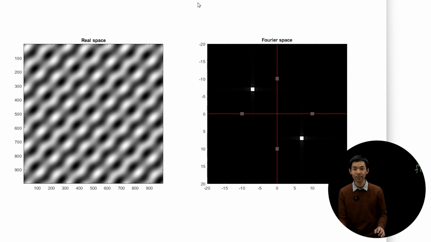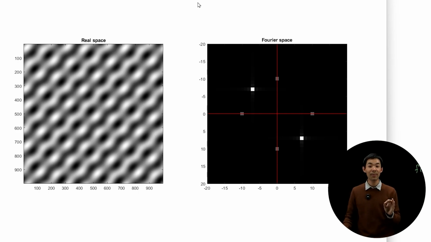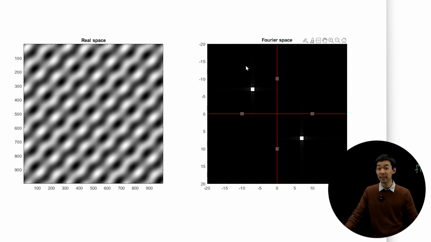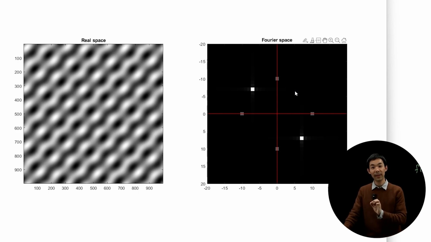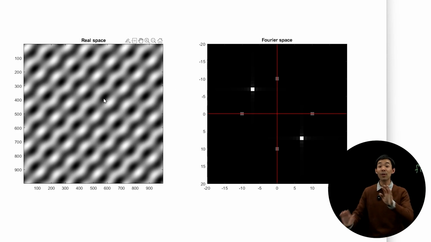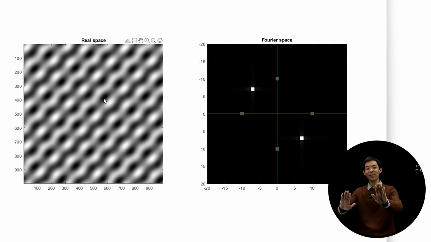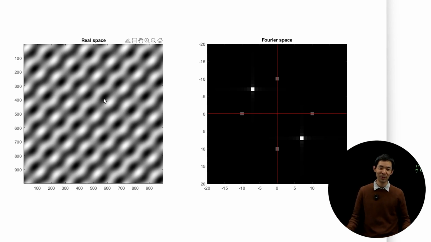So in summary, there's really 3 things that you need to think about when you're looking at a Fourier space diagram. First, the distance of a particular point from the origin tells you the frequency in real space. The tilt tells you the orientation in real space. And lastly, the brightness of the point in Fourier space tells you the amplitude of that wave in real space.